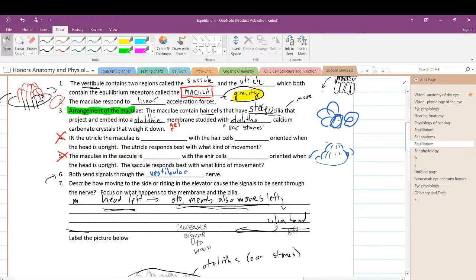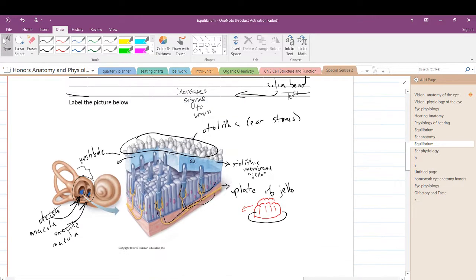It's very similar if your head turns to the right. The gel, the otolithic membrane, also moves to the right. The cilia bend to the right. This time it's going to decrease the signal to the brain, but then we perceive it as turning to the right. Now, what does this look like from a nicer view?